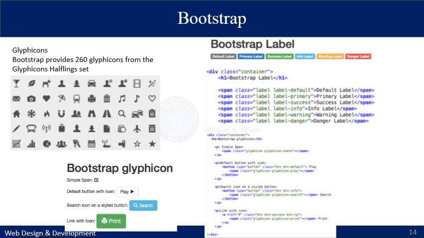Bootstrap provides you a number of glyphicons that you can use in your application. Bootstrap provides about 260 glyphicons from the glyphicons set, and you can use this variety of icons, and even more icons you can download and add to your glyphicon set. Similarly, Bootstrap provides the same kind of labels for default, primary, success, information, warning, and danger, and you can use this code to view the effect on the Bootstrap labels.